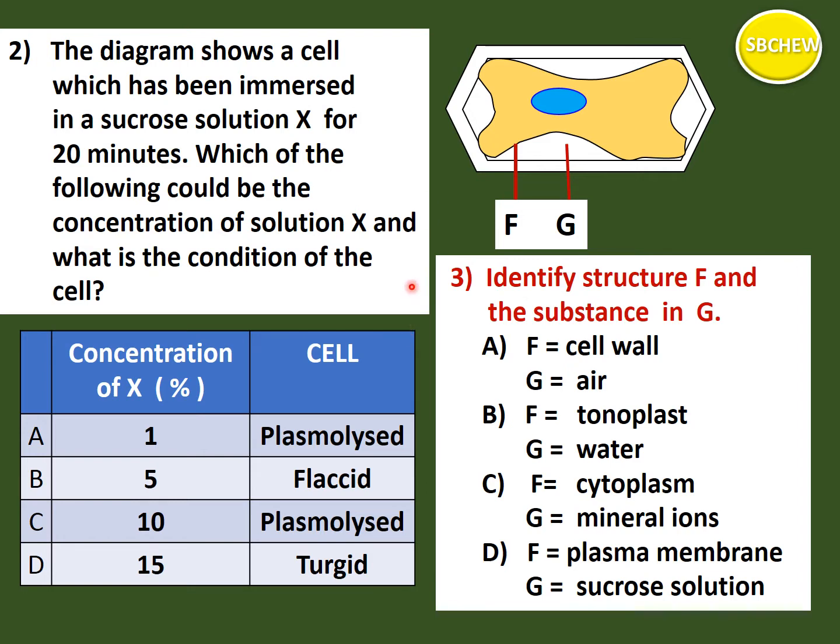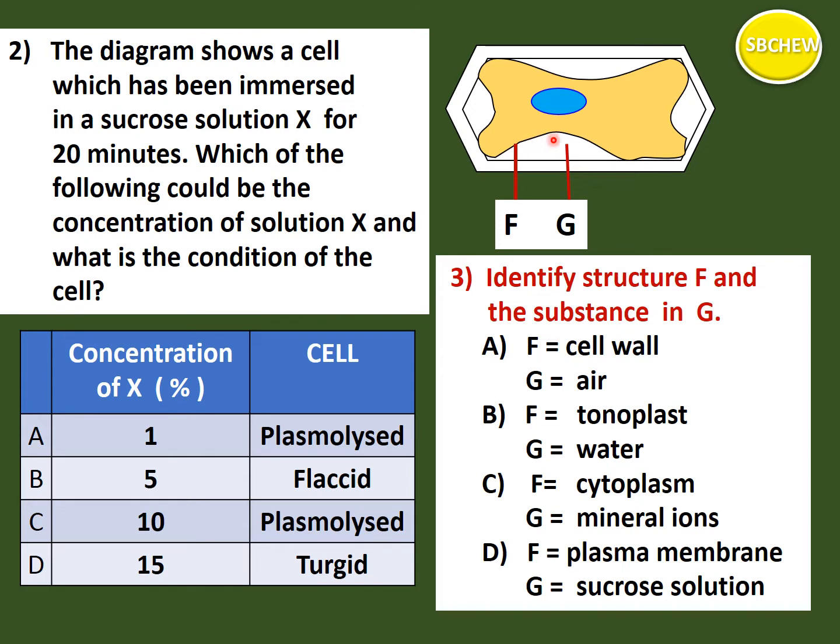Okay, now let's look at the cell. It shows a cell that has undergone a process called plasmolysis, right? Where it has been placed in a hypertonic solution, which is more concentrated than the cell sap of the plant. So water diffuses out by osmosis, out of the cell, cytoplasm shrinks, vacuole also shrinks. This causes the plasma membrane to pull away from the cell wall.